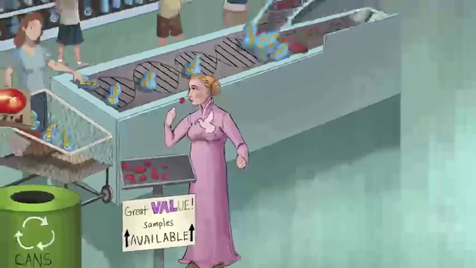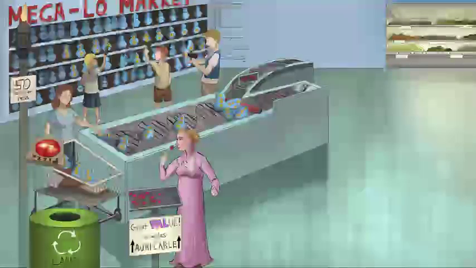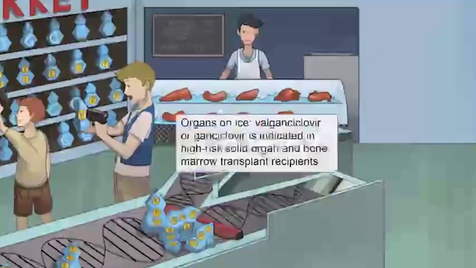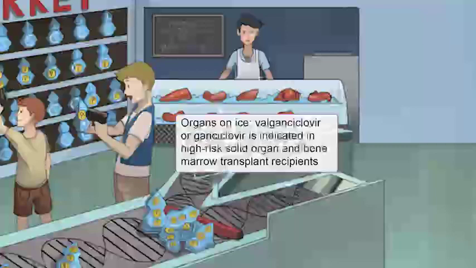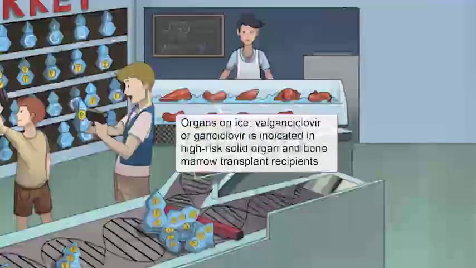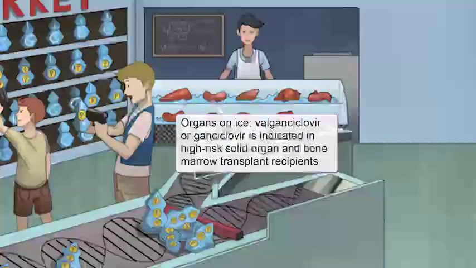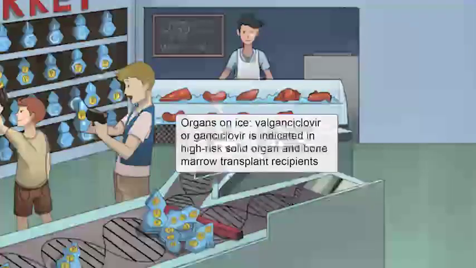Let's sketch in the meat department in the back with organs on ice, the recurring sketchy symbol for our organ or bone marrow transplant. Remember that IV ganciclovir or oral valganciclovir not only treats active disease, but can also be used to prevent clinical infection in immunocompromised patients.